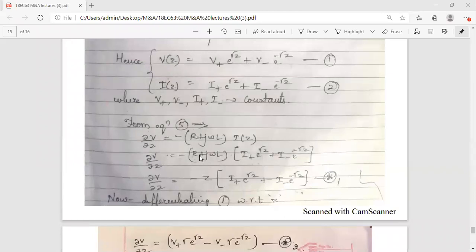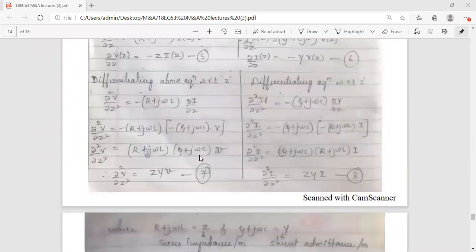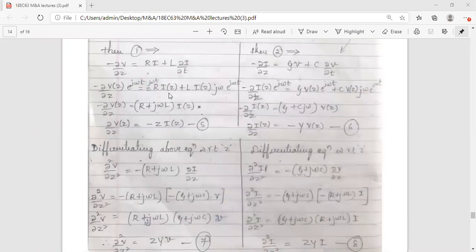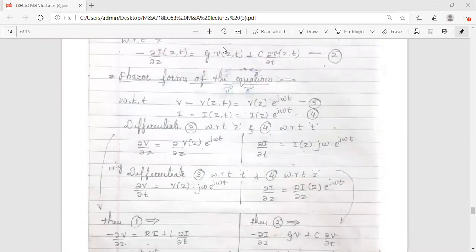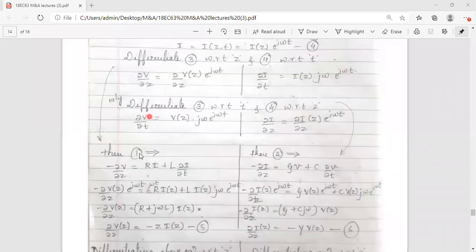Taking equation 5 as a reference, let me show you what equation 5 is. We had done this, try to remember. These were the phasor equations. We differentiated equations 3 and 4 with respect to z and t. When we took KVL and differentiated only one time, we got equation 5. So taking this equation as a reference, dou by dou z of V of z is equal to minus Z I of z.